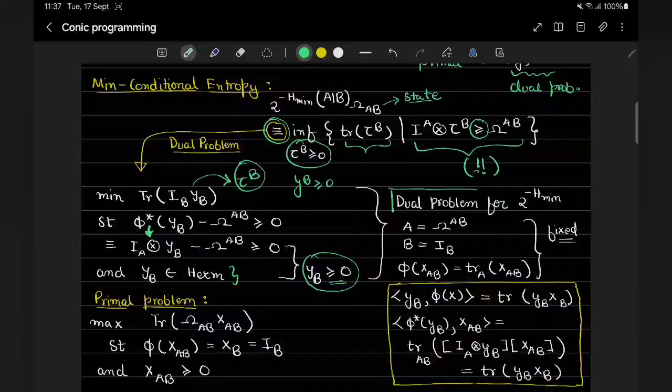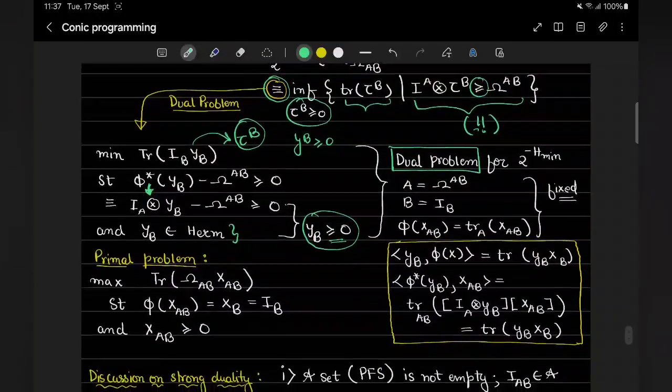So I have the dual problem here, and in this problem what is A? A is my state omega AB, B is identity, and phi is just a partial tracing. So partial tracing is a linear map and phi is exactly that. So it is partial tracing of trace A. So partial tracing of system A.